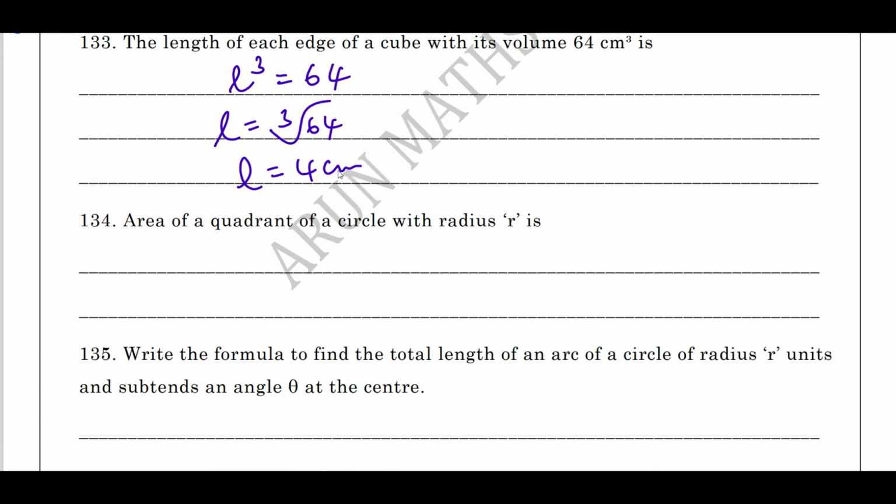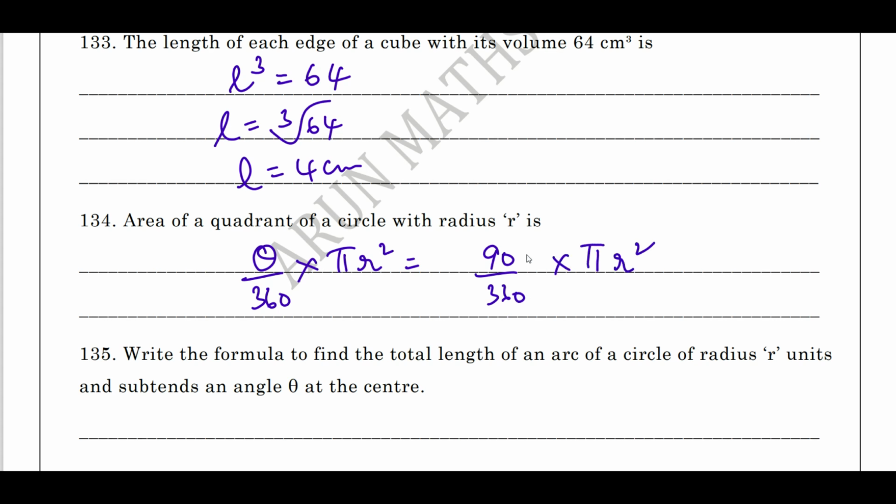Area of quadrant with radius r is given by what? Theta by 360 into pi r square. What is theta? It is 90 by 360 into pi r square. We get pi r square by 4 is the formula to find out the area of quadrant with radius 6 centimeter.